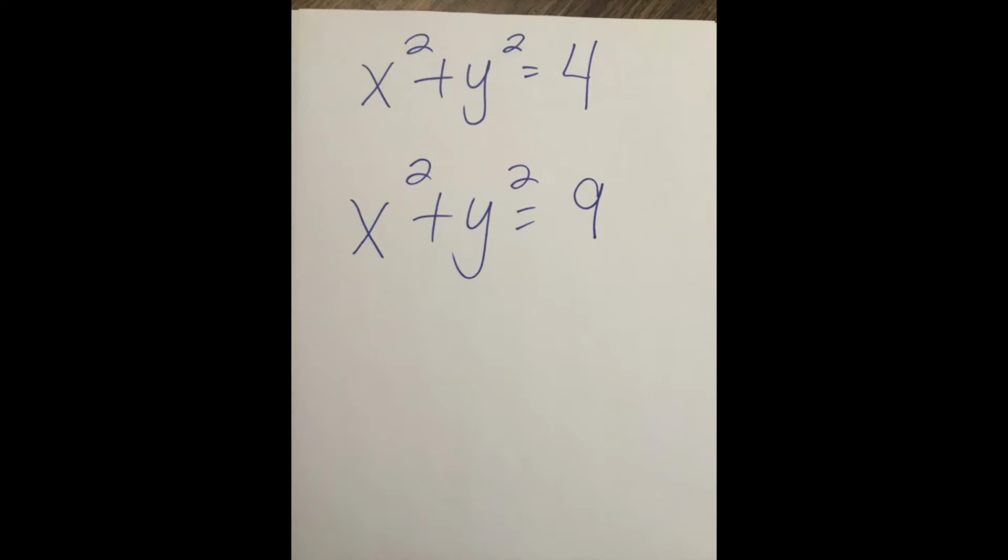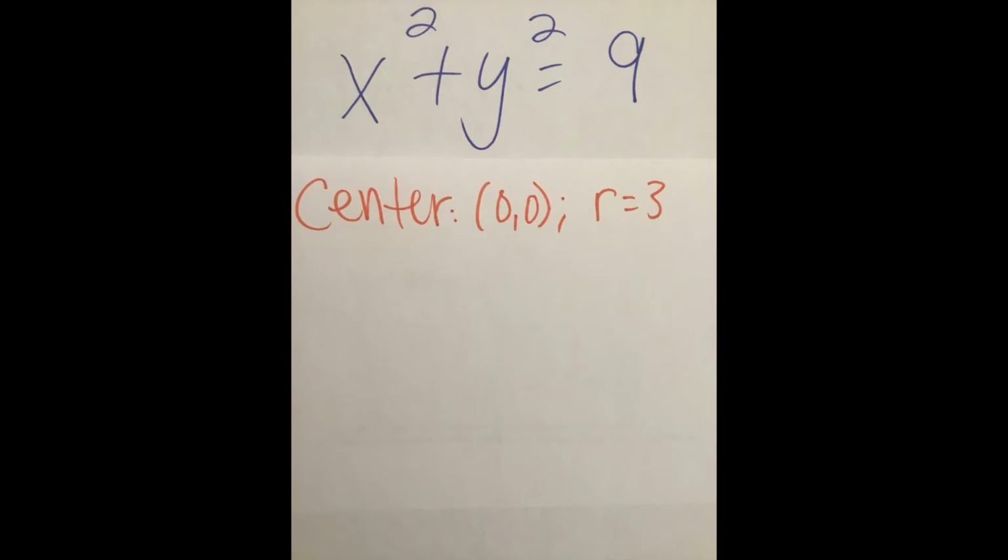Then we're going to do the square root of 9 and get 3. So this one has a center at 0, 0, and the radius is 3. So over at the origin you graph a point, and then you go left, right, up, and down 3. And then you use those points to guide the circle that you're going to draw.